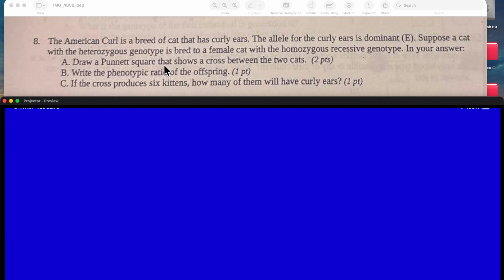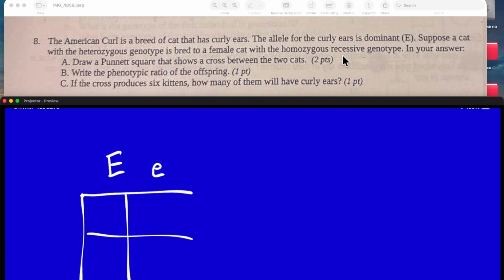Next, we're told that there's an American curl cat that has curly ears. The allele for curly ears is dominant, so E would be curly ears. Suppose a cat with a heterozygous genotype is bred to a female with homozygous recessive. So heterozygous would be like so, and a recessive would only have the small e.